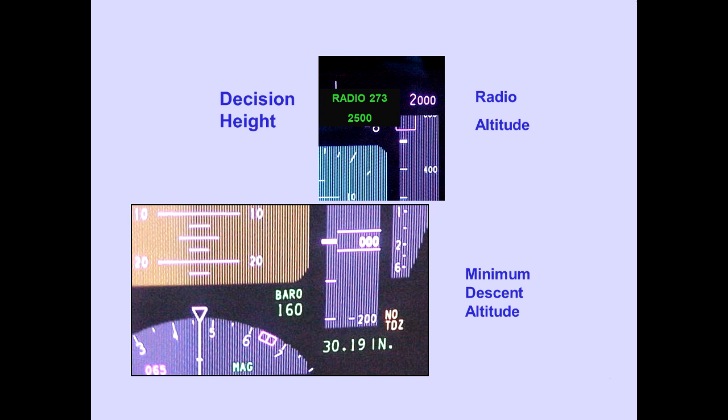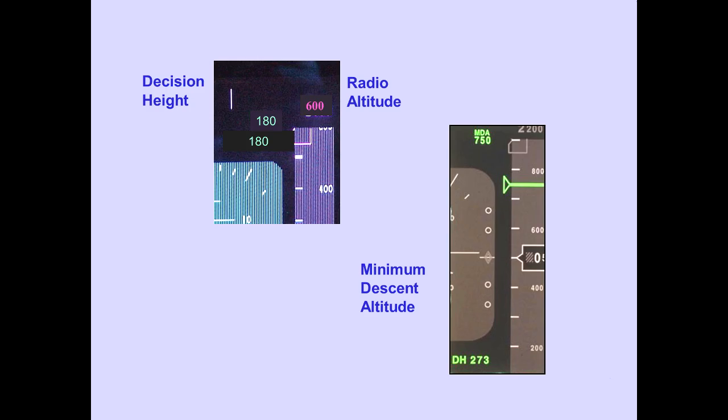Minimum descent altitude, radio altitude, and decision height are also displayed. Atlas configures this presentation with the minimum descent altitude barometrically displayed in the lower right corner of the primary flight display, with decision height and radio altitude displayed in the upper right corner of the PFD. Radio altitude is displayed below 2,500 feet AGL.